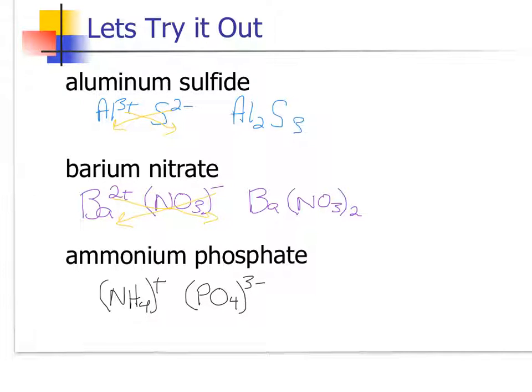From here, we can see that my charges don't match up. So when I do my crisscross method, I am going to have to use some parentheses again. And H4, 3 on the outside. I'm going to not put the parentheses around phosphate because it in itself is just 1.